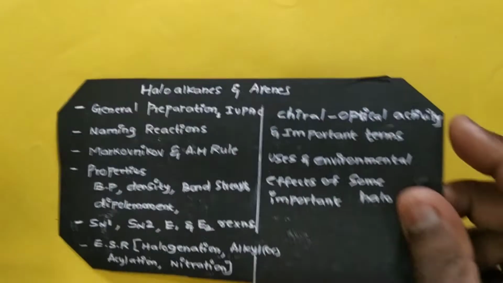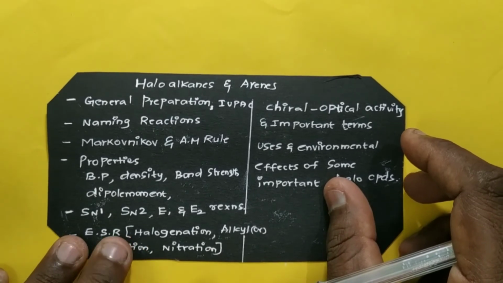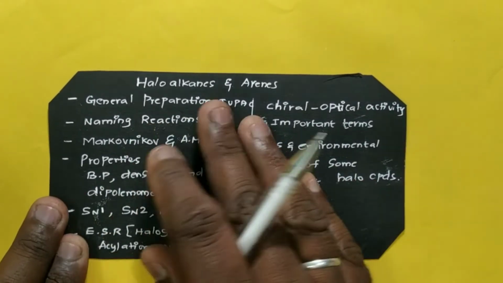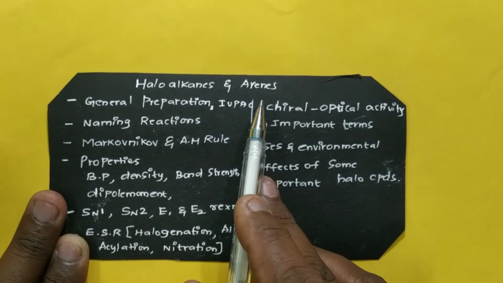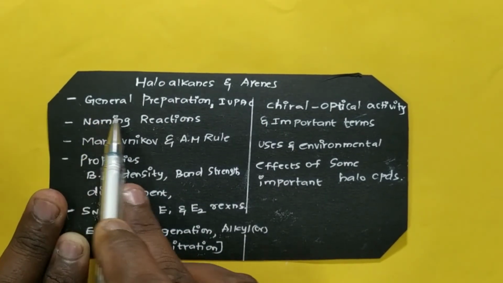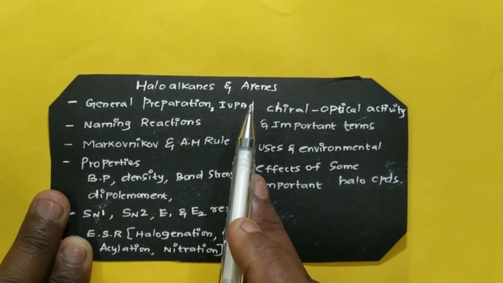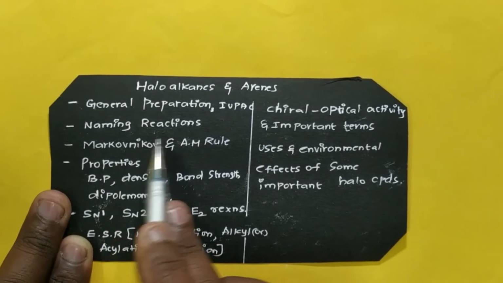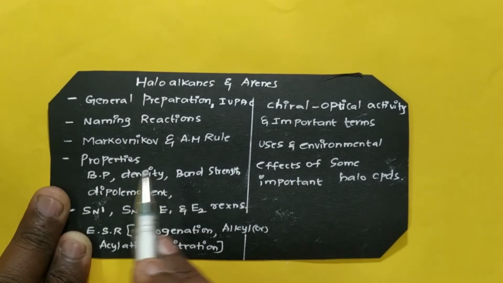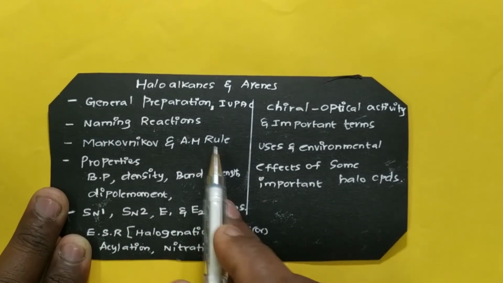And let us come to organic chemistry. The first unit in organic chemistry is haloalkanes and arenes. From that you may expect the general preparation and IUPAC naming. From IUPAC you will get one definite question. You have to be thorough with all the naming reactions, and with the Markovnikov and anti-Markovnikov rule. From that you may expect questions.